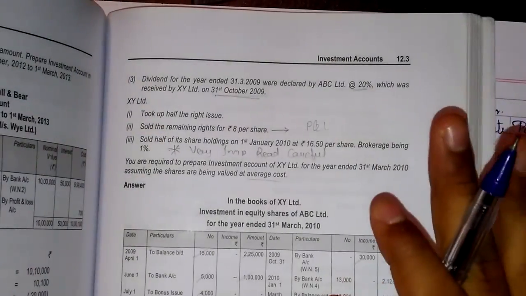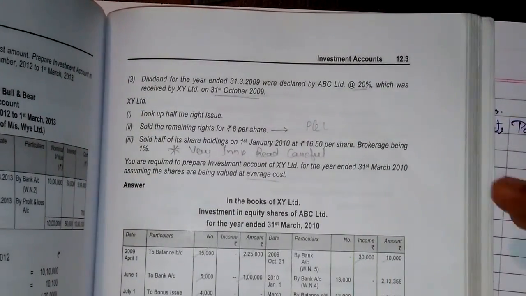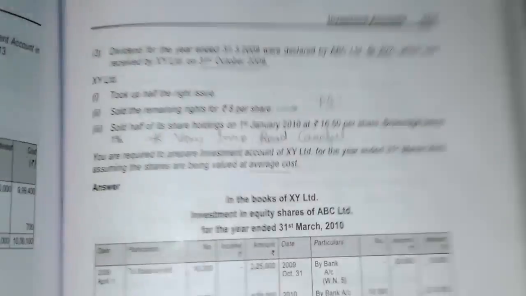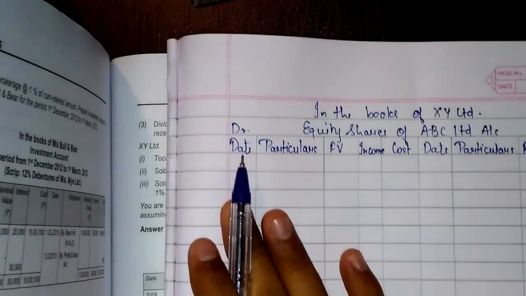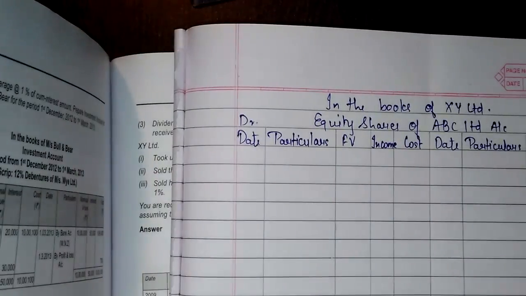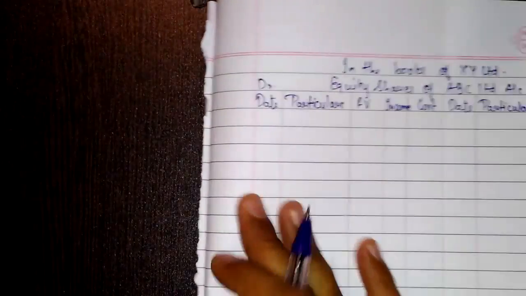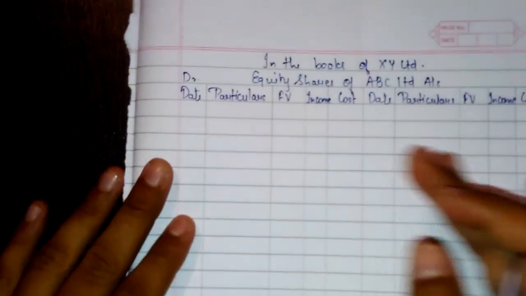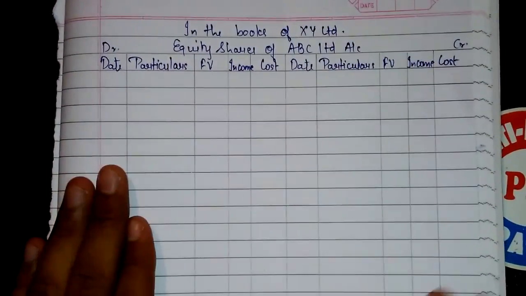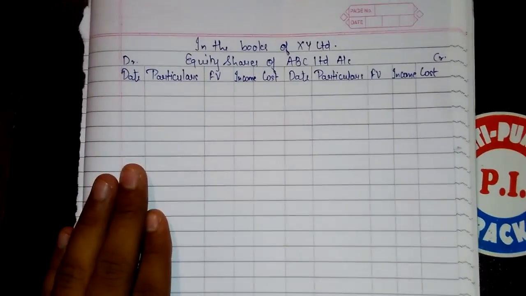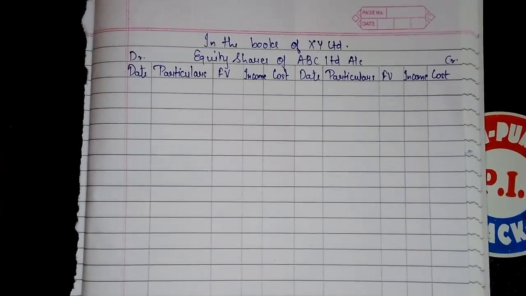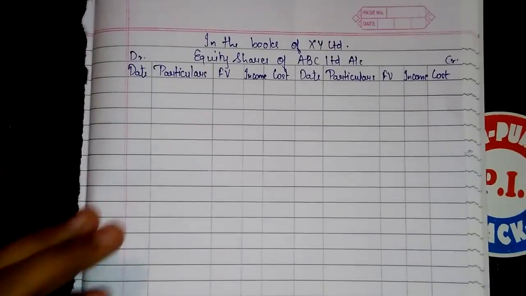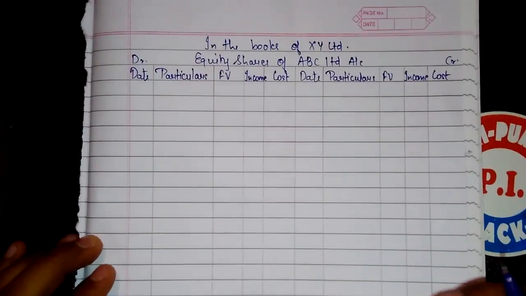We are solving only one sum of fluctuating income bearing securities, because fluctuating income bearing securities is quite simple. Only the dividend part is very difficult. The students find it difficult, but I hope I have made it simple for you all. So firstly, I want you all to draw this ledger of equity shares of ABC Limited account. Please pause the video and draw it first.